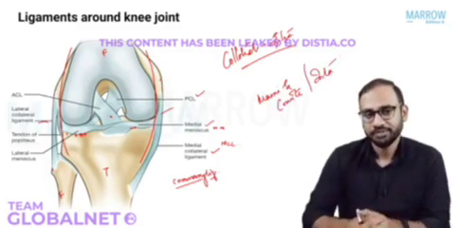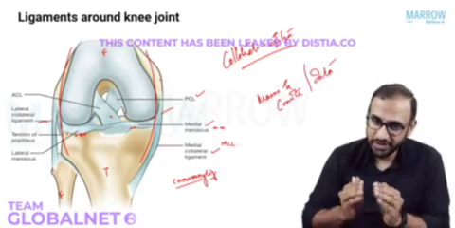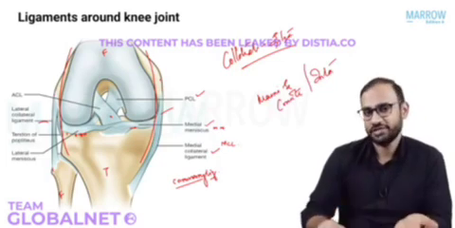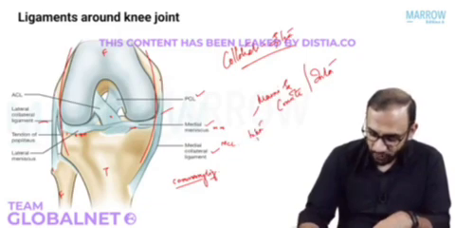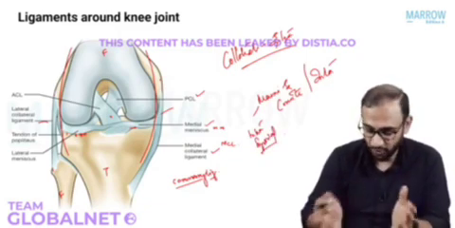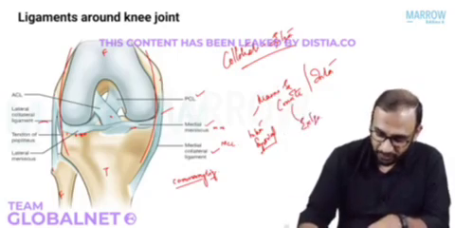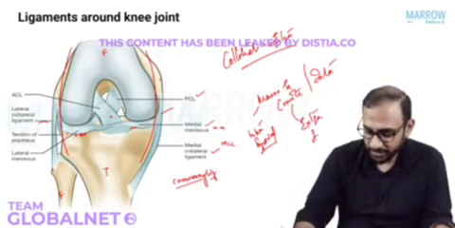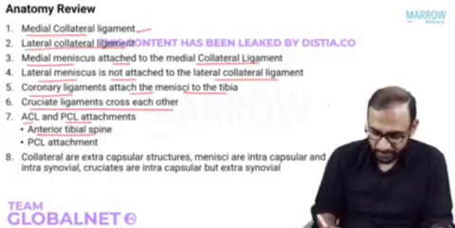But please remember, the intracapsular structures are also differentiated between structures that are intrasynovium and extrasynovium. The menisci is intrasynovial, means it's inside the synovial sheath or the synovial layer of the joint, whereas the cruciate are extrasynovial. Although intracapsular, they're extrasynovial. Okay? So look at this.